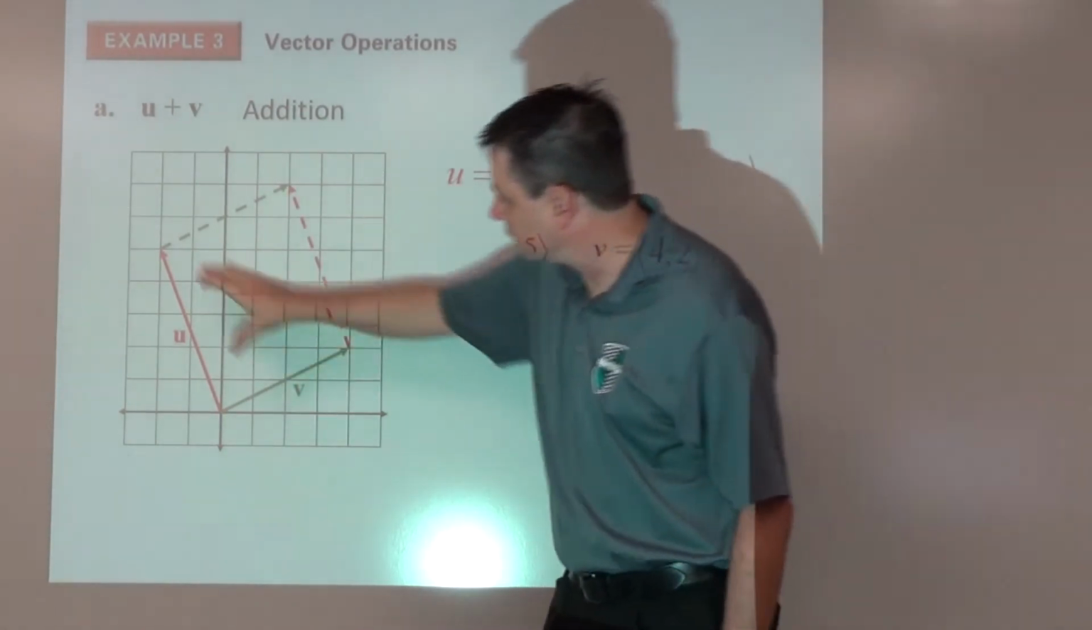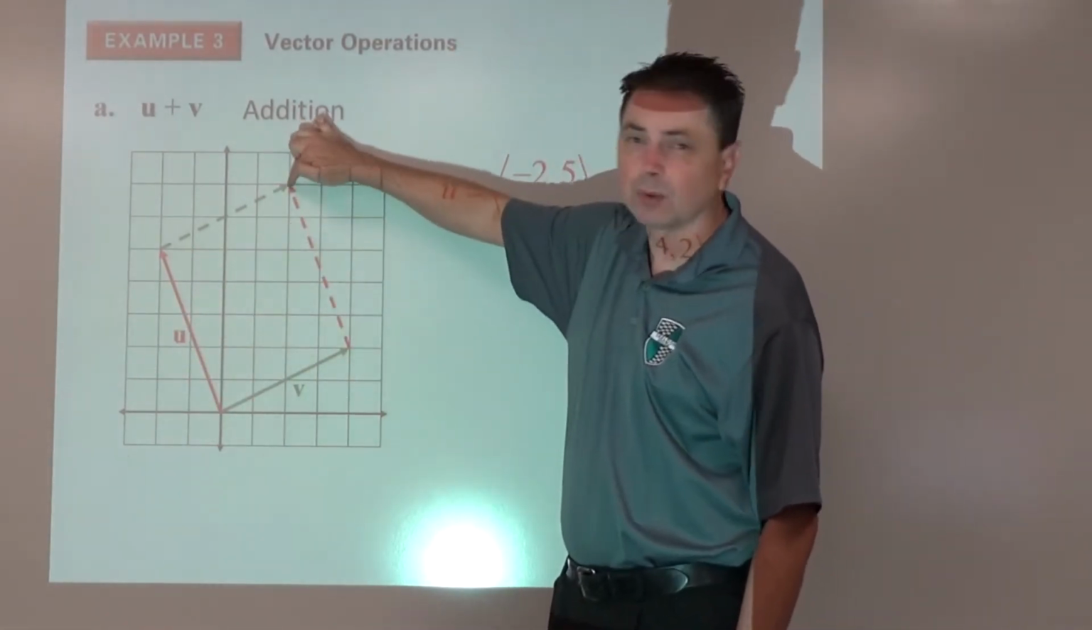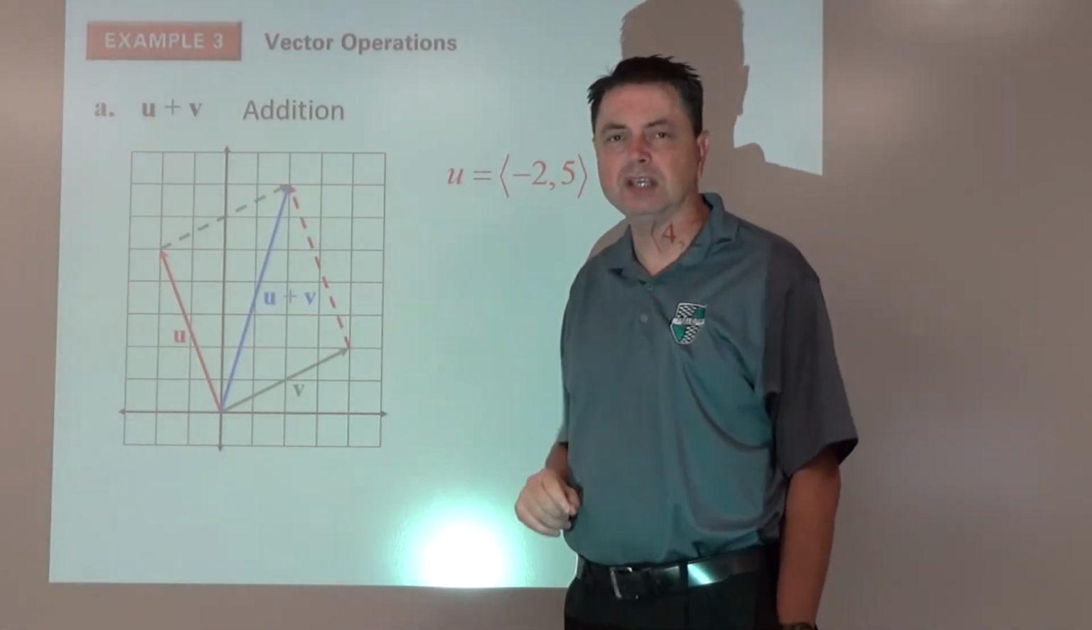And like I said, we could have pulled the u off and put it here. Either way, we're ending at the same spot. That is the sum vector u plus v.